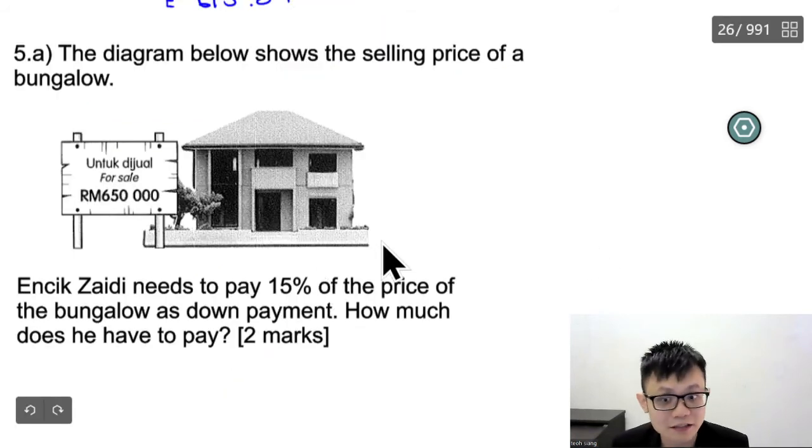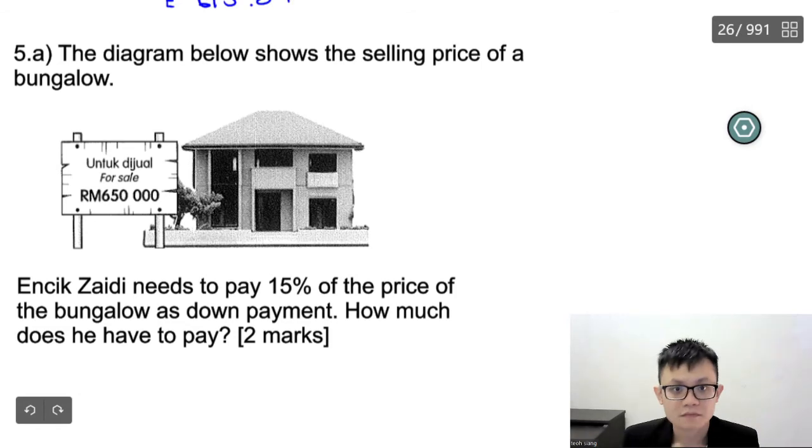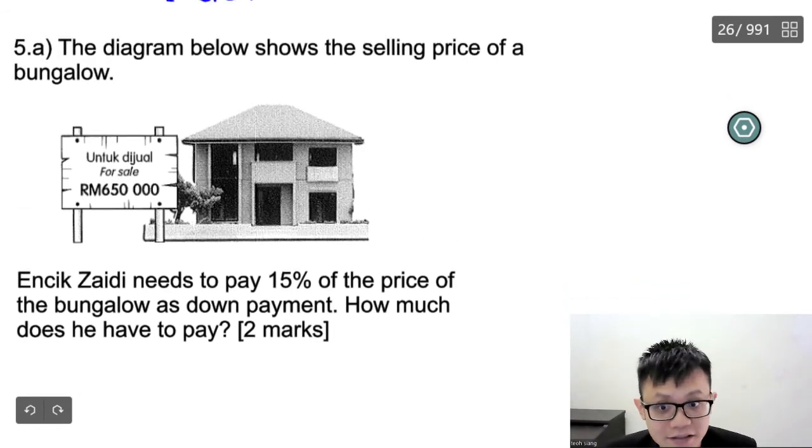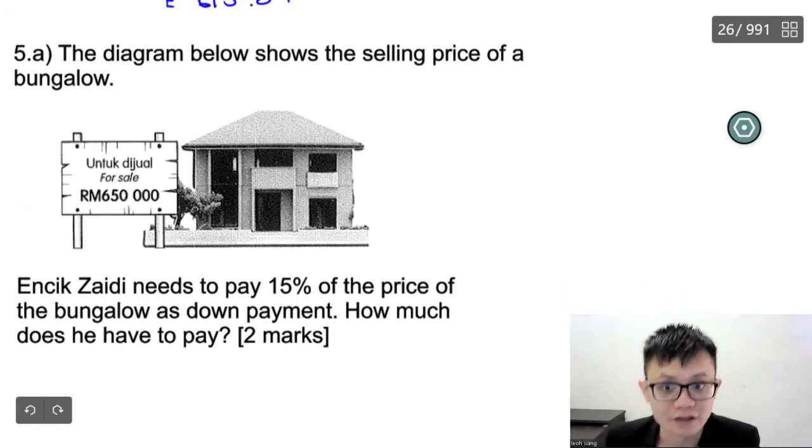So let us read this question. 5A. The diagram below shows the selling price of a bungalow. 650,000. Oh, not that expensive. 650,000 at KL and you can buy like an apartment. Zaidi needs to pay 15% of the price for the bungalow as a down payment. How much does he have to pay? Okay, so for this question it is very easy. 15% of the down payment.